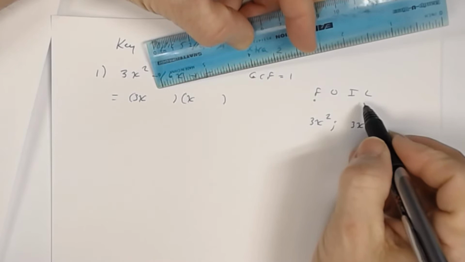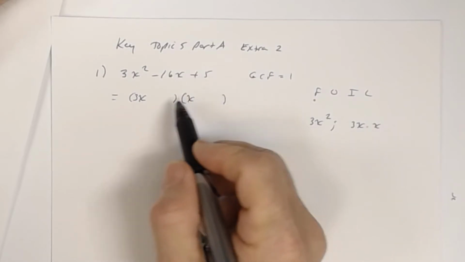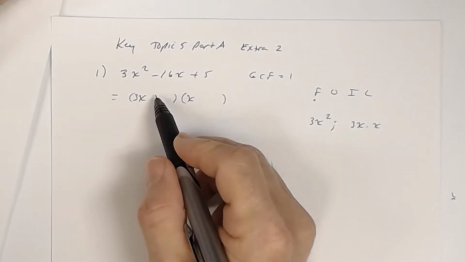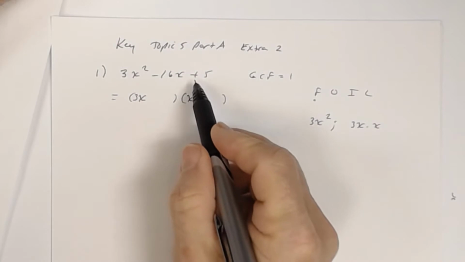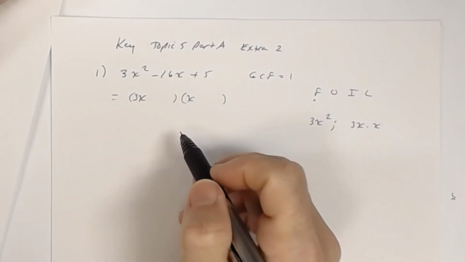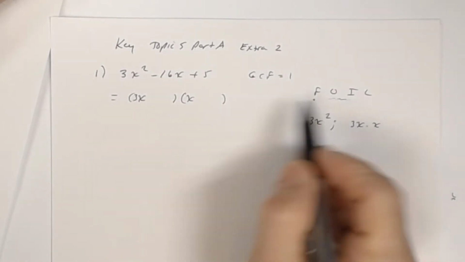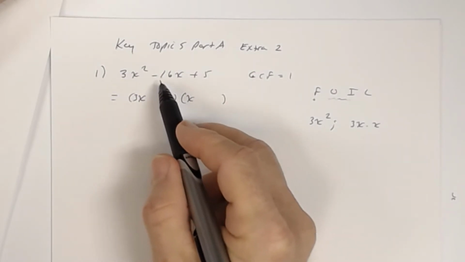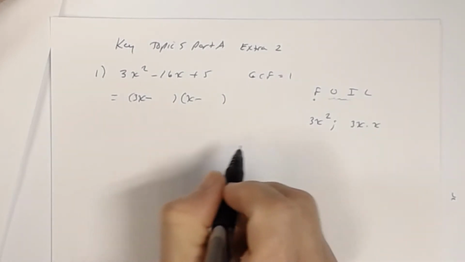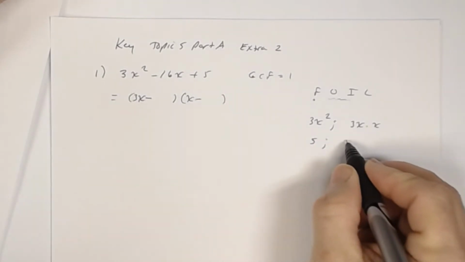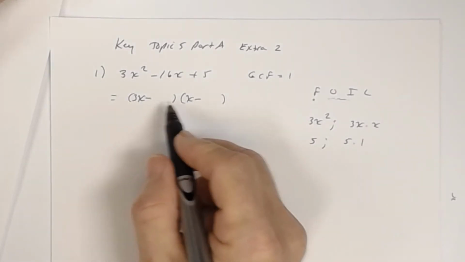Now we go directly to the L, the last term. The last term is a positive, so in my parentheses we'll have either both negatives or both positives, because a negative times a negative is a positive, and a positive times a positive is a positive. When I check the outer and the inner, I want it to be that negative 16x, so both of these would have to be negative, since the last sign is positive. And for 5, there's only one possibility: 5 times 1. I can put the 5 here or here, the 1 here or here. It does not matter.